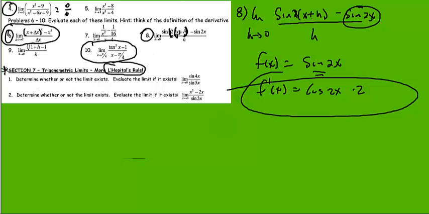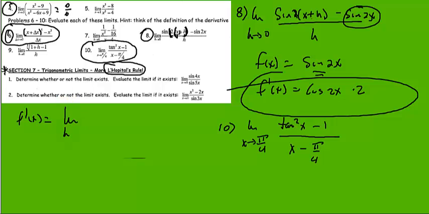It's kind of unique. Number 10 is the limit as x goes to pi over 4 of tangent squared x minus 1, all over x minus pi over 4. This is an alternate definition of a derivative. So far we know f prime of x is equal to the limit as h goes to 0 of f of x plus h minus f of x, all over h. We have that definition.